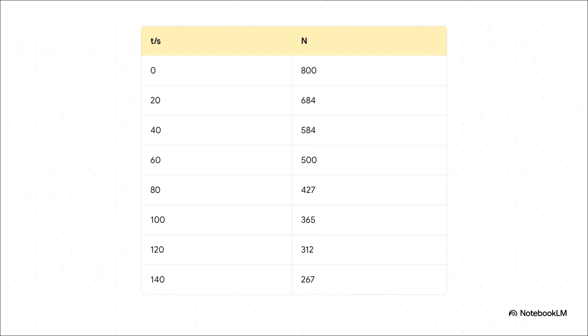Boom! And just like that, our evidence log is complete. Just look at the pattern taking shape here. After only 20 seconds, we're already down to 684 nuclei. Fast forward to 80 seconds, and we've only got 427 left. And by the 140-second mark, just 267 remain. This just shows you the relentless, but also totally predictable nature of radioactive decay.